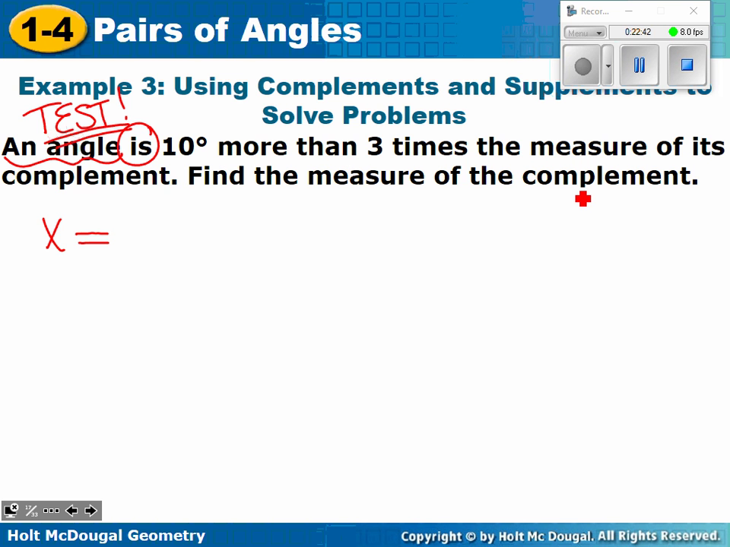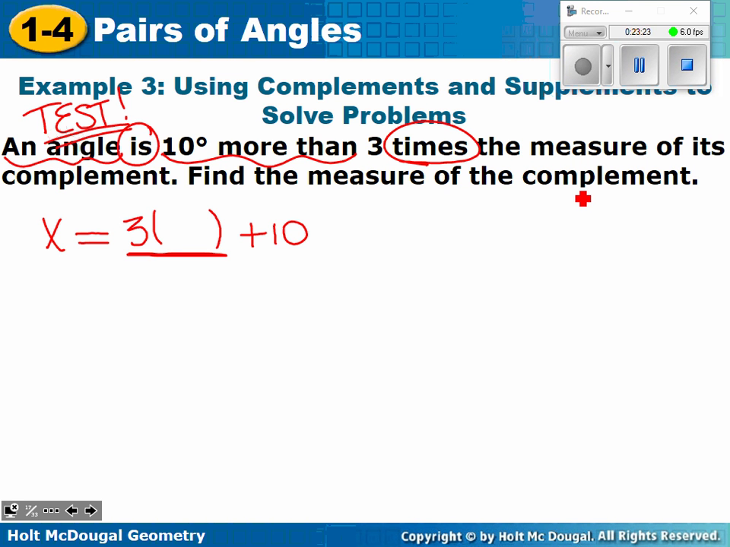10 degrees more than. So what does that mean we're going to do if it's going to be 10 degrees more than something? Add 10. Not times. Times would be multiply, but 10 degrees more than means we're going to add 10 to something. And it's 10 degrees more than 3 times the measure of its complement. So times means we're going to do what? Multiply. So we're going to add 10 to something, and that something is 3 times. So when I have it in parentheses, that means I'm going to multiply, right? 3 times what? The complement.